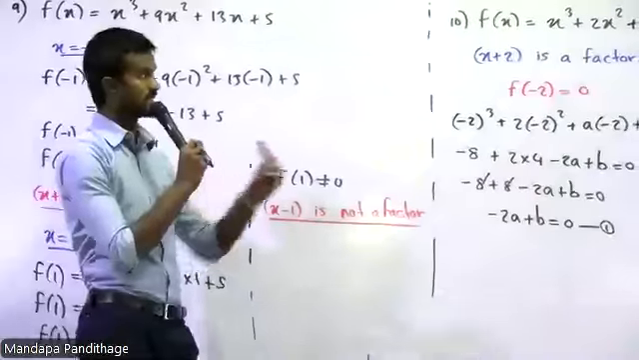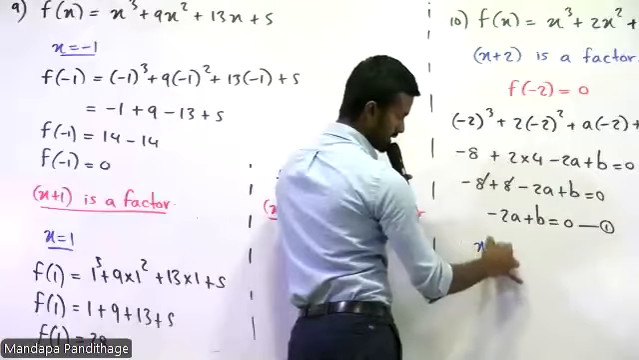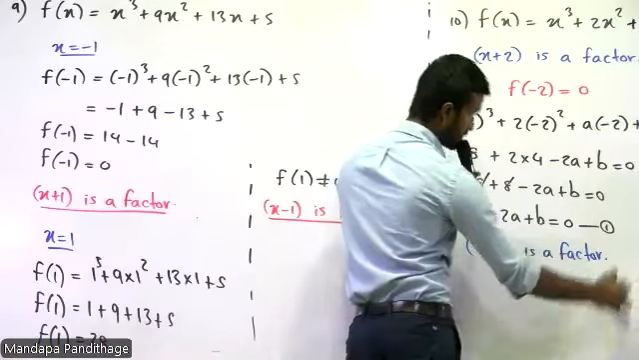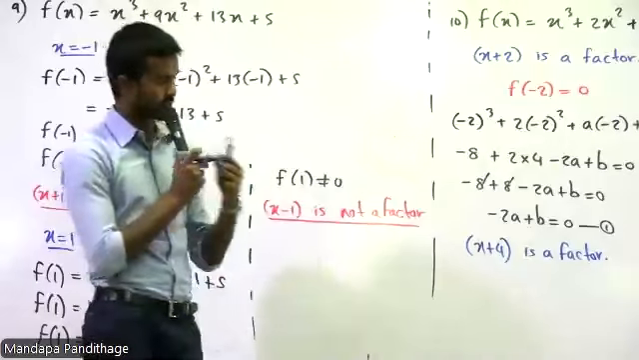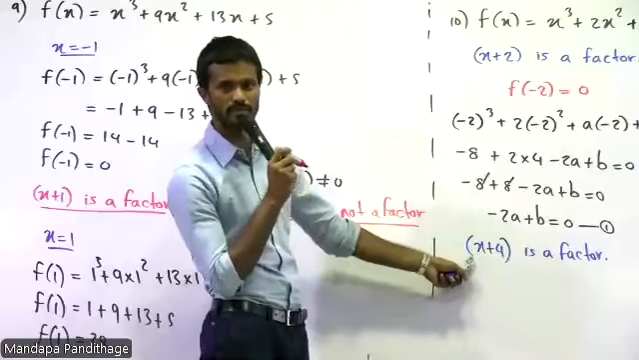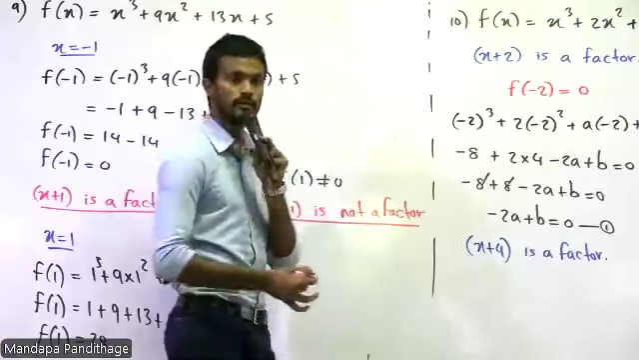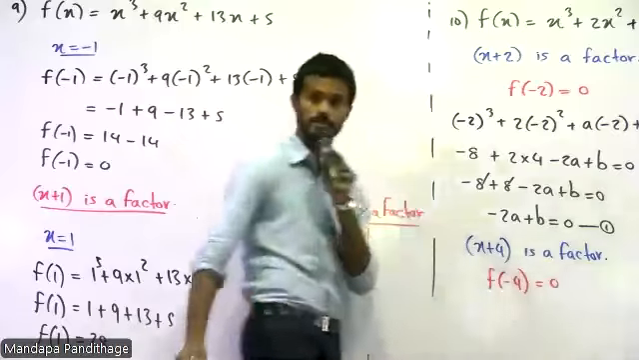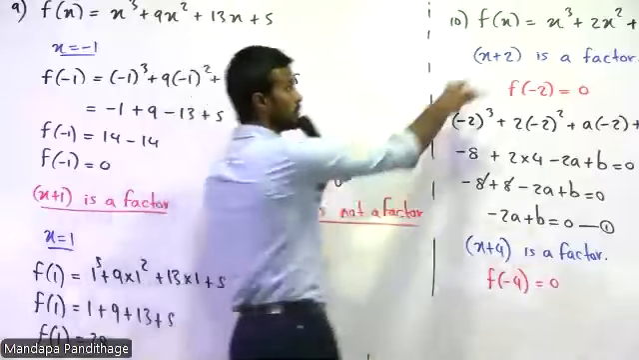The other data is it's divisible by x plus 4. Divisible by means it's a factor. So that means x plus 4 is a factor. Always keep in mind, divisible by x plus 4 means that's a factor. Got it? So if x plus 4 is a factor, what can you write using factor theorem? Same thing, we are repeating the same thing. f(-4) is equal to 0. Done.